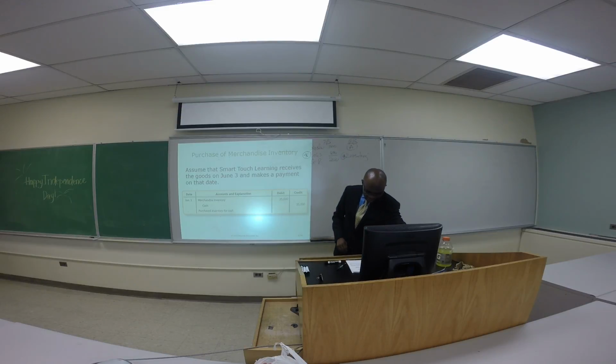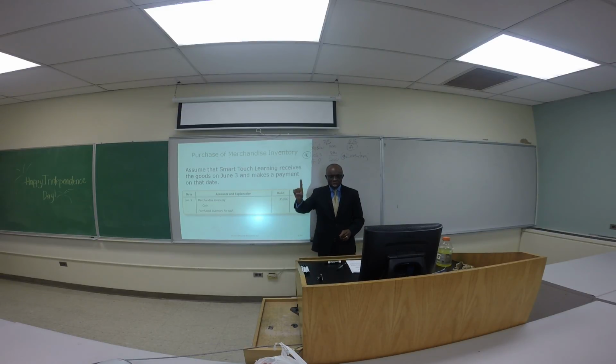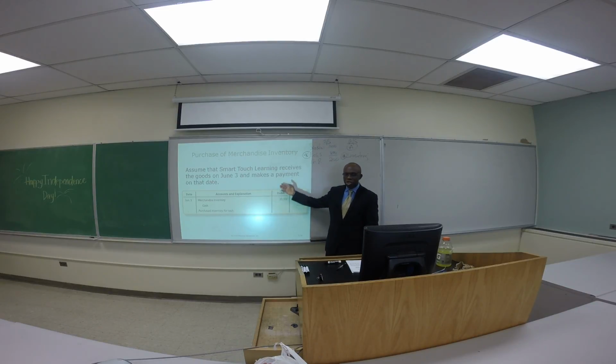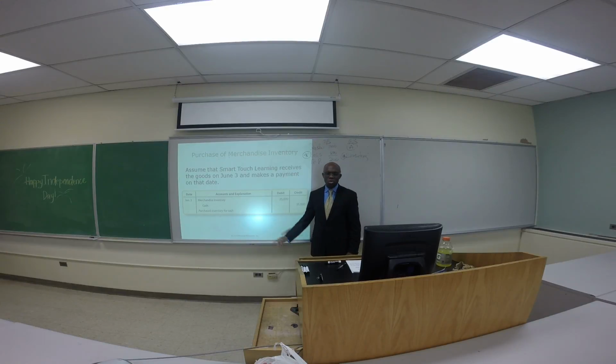Moving along, let's take a look at the first transaction. What are we doing here? Here, the merchandiser, or the merchandise company, is purchasing inventory. Why do you have to do that? Of course, Walmart needs to purchase a lot of inventory in order to be in business, in order for customers to go in and buy whatever they need to buy. So here, Smart Touch received goods on June 3rd and makes a payment on that day. So this company did not only receive goods right away, the goods were paid for right away.